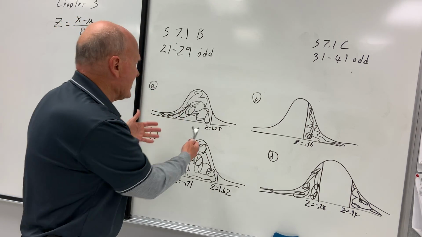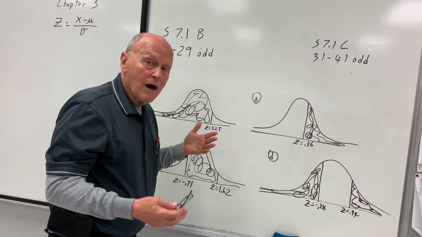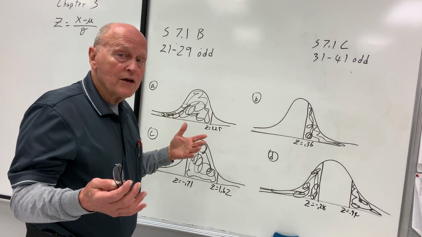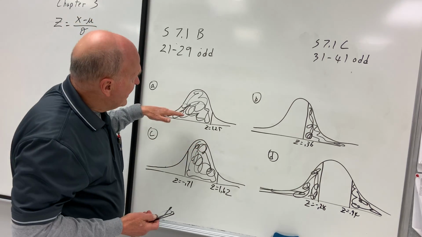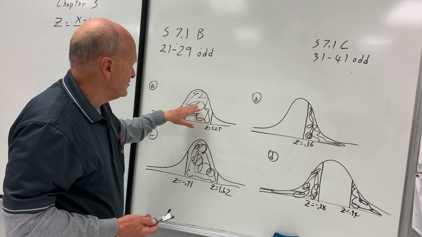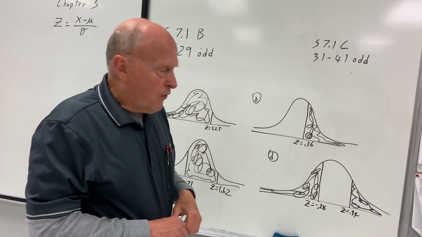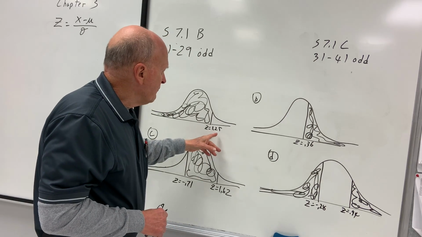Now just looking at it, and of course my drawing's terrible, I know it's been that way all year, and it's not getting any better, probably getting worse. But if I just look at it, that's about 80%. I've got about 80% of that shaded in, maybe a little more than 80% shaded in. And what we're looking for is z equal to 1.25.